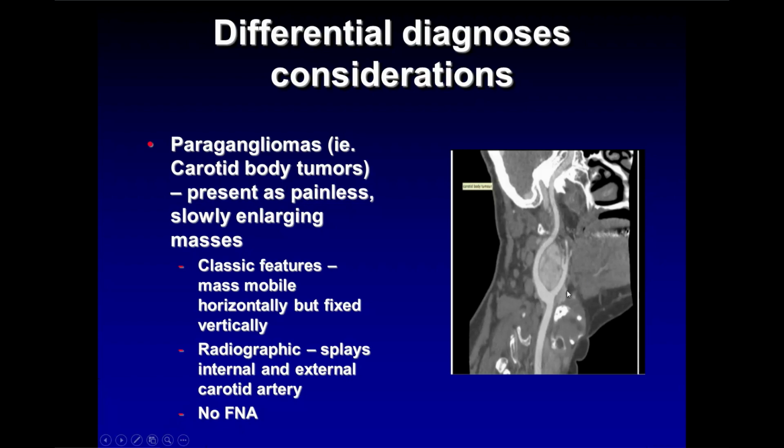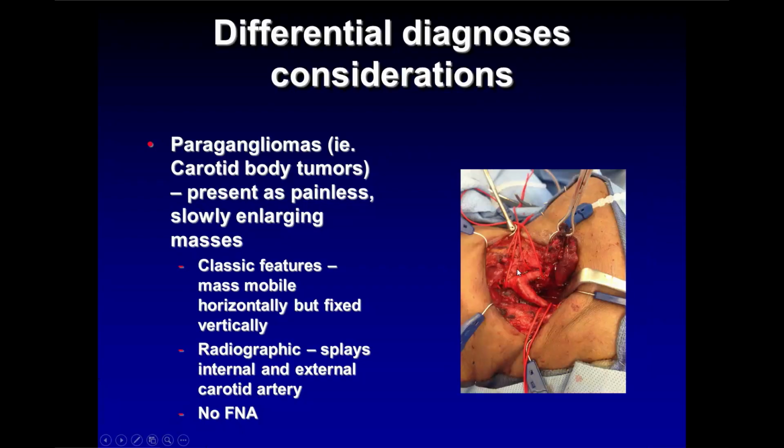And the classic features are, on physical examination, you can move these masses horizontally, but they're fixed in a vertical direction. Additionally, radiographically, as depicted here, it splays both the internal and external carotid artery. So these, obviously, you do not want to biopsy because they tend to be very, very vascular. Also the proximity to the carotid artery. And here you can see the proximity of the carotid artery.